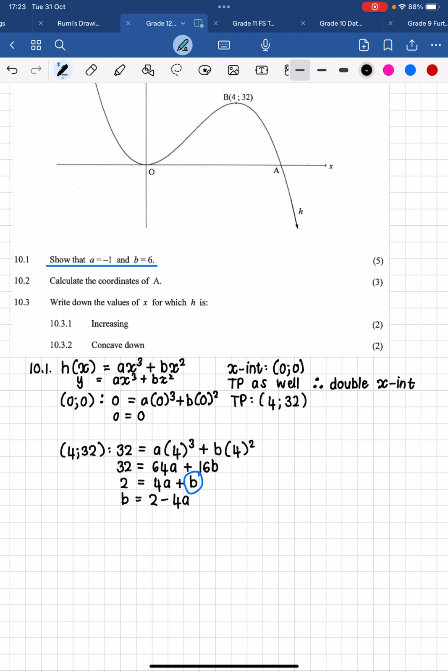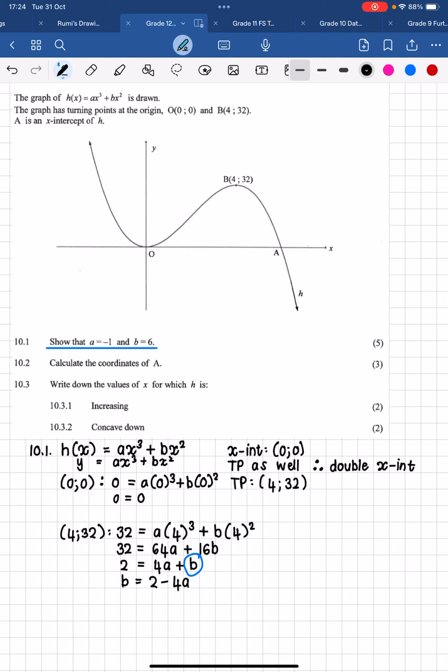All right, a mark for subbing in, a mark for simplifying, a mark for making B the subject. Now we need a second equation. We have one equation. In order to do simultaneous equations, we need a second equation. Now we've already subbed in the 2 points that we have into the normal equation of the graph. The other point didn't help me, right? Remember, we got 0 equals 0.